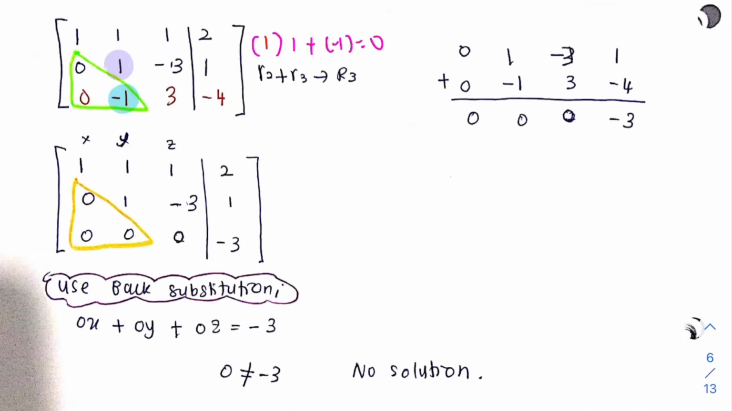So now let us read the answer. This is 0x plus 0y plus 0z equal to negative 3. So let's see the statement here. This statement shows that we are saying 0 equal to negative 3. Can 0 be equal to negative 3? No, we cannot do that. Therefore, just write 0 cannot be equal to negative 3. Since this statement is wrong, we just need to stop here and write the system as no solution.